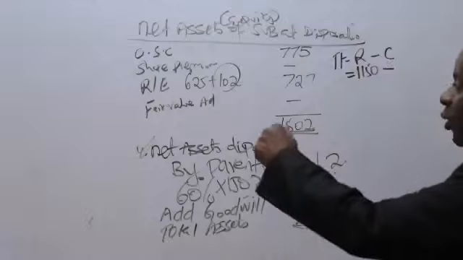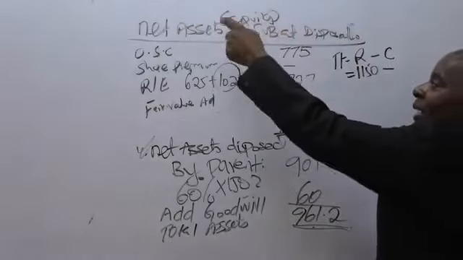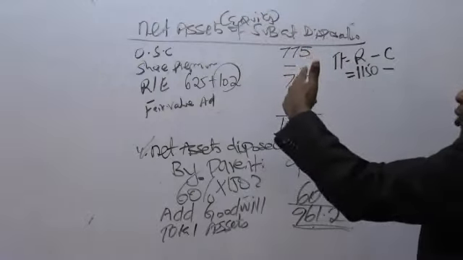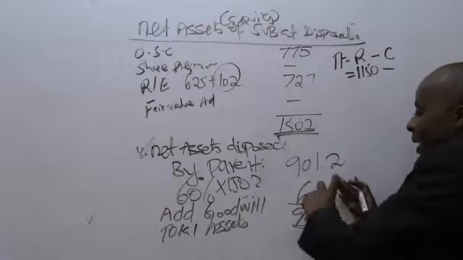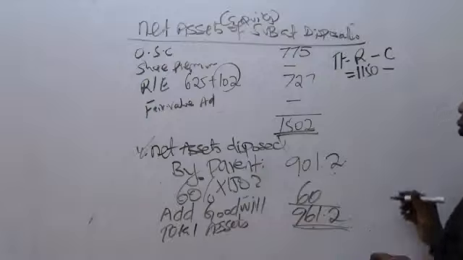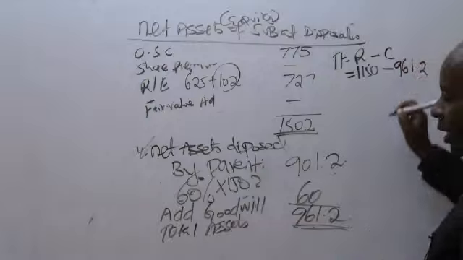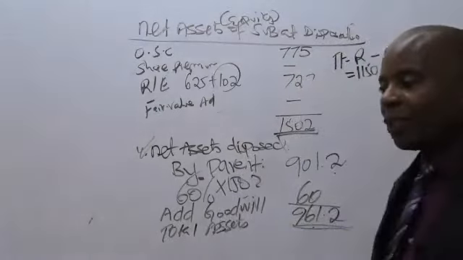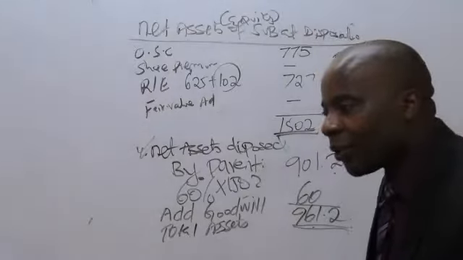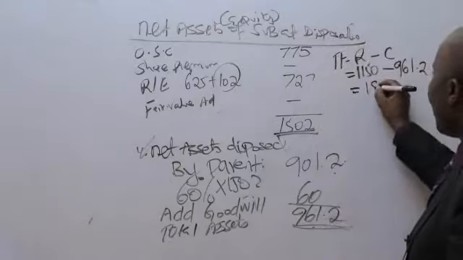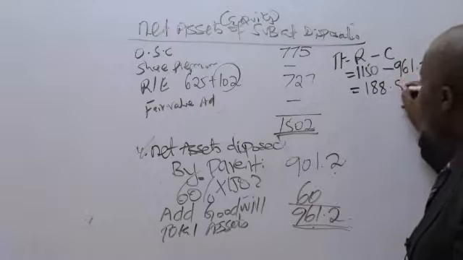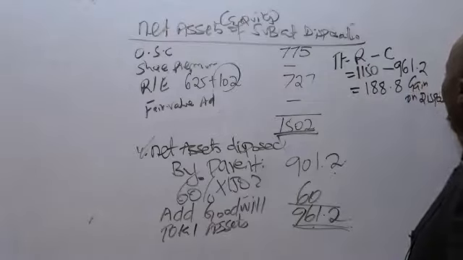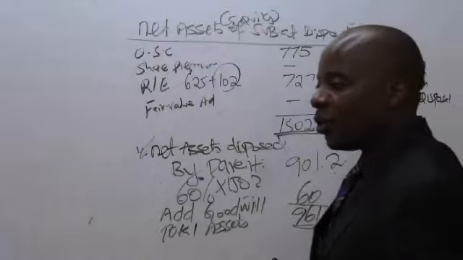To them, the cost, please never work with the cost which they paid initially, because assets keep on fluctuating, going up, going down. So to them, the cost is these net assets at disposal, which is 961.2. Could you kindly give me the total? So the gain on disposal is positive 188.8, which is a gain on disposal.